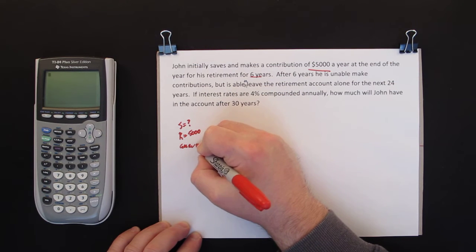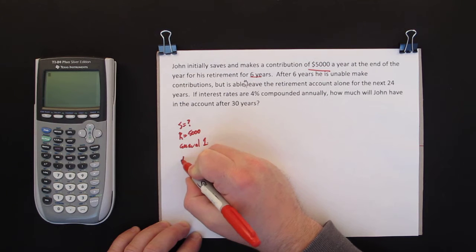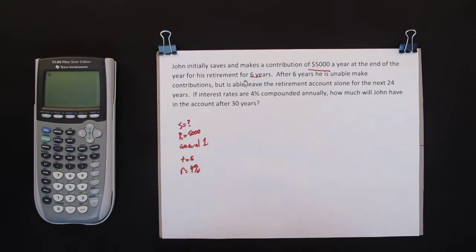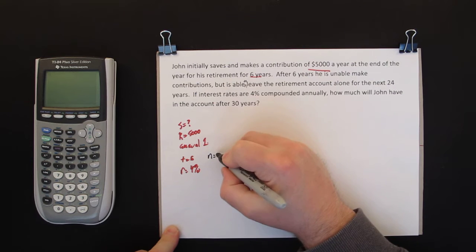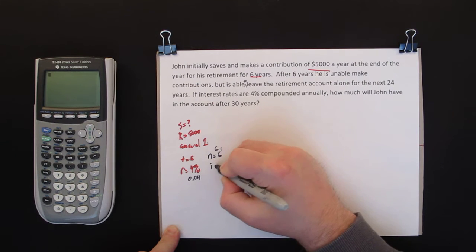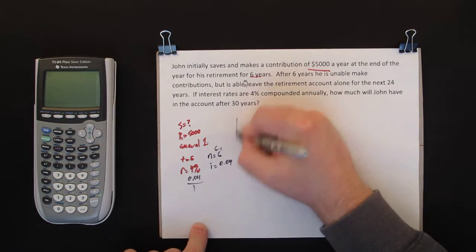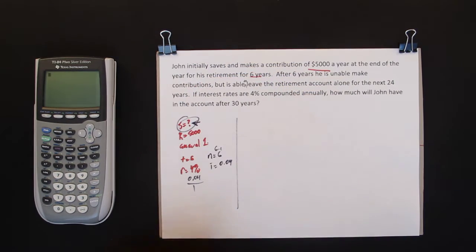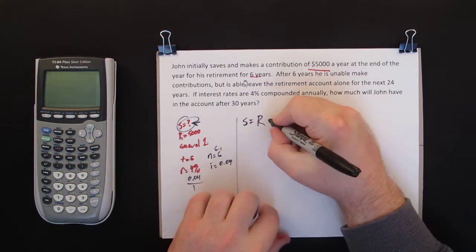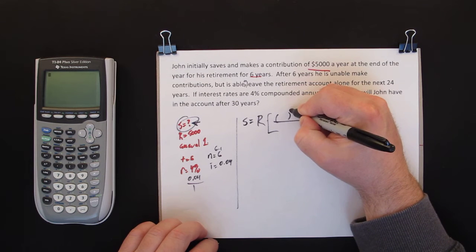We have annual compounding, so 1 divided by 1. The number of years is 6, and the interest rate is 4%. So the number of periods is going to be 6 because it's 6 times 1, and again, convert that to a decimal. The period interest rate is going to be 0.04 because you divide it by 1. Okay, and we need to find what the future value is. So future value, for an ordinary annuity, is the payment times the growth factor from the geometric series.